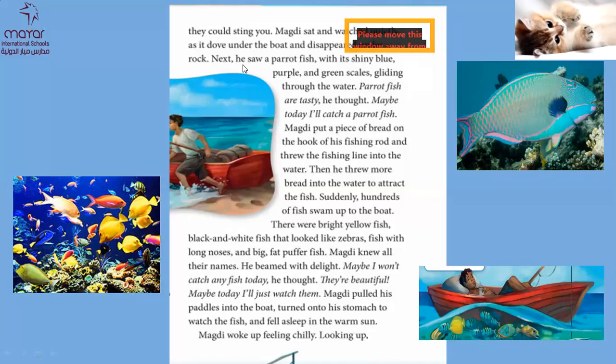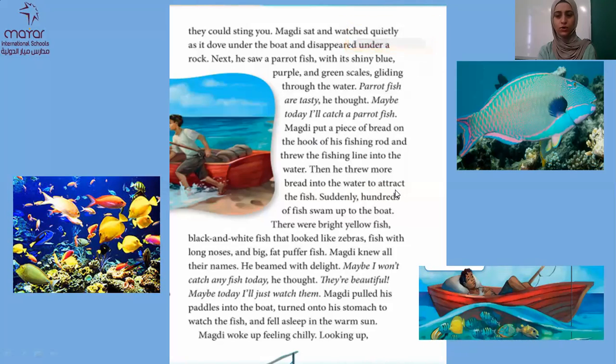Next, he saw a parrotfish with its shiny blue, purple, and green scales gliding through the water. Parrotfish are tasty, he thought. Maybe today I'll catch a parrotfish. Majdi put a piece of bread on the hook of his fishing rod and threw the fishing line into the water. Then he threw more bread into the water to attract the fish.